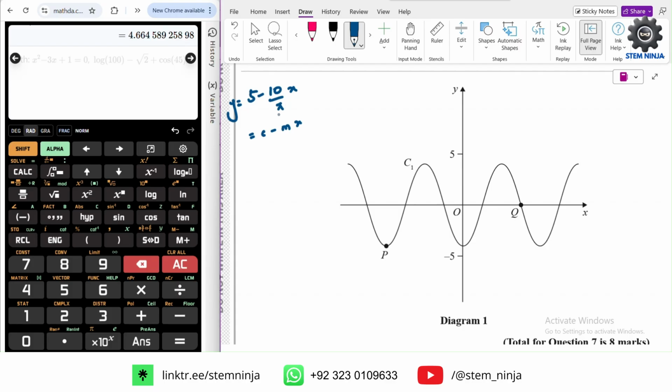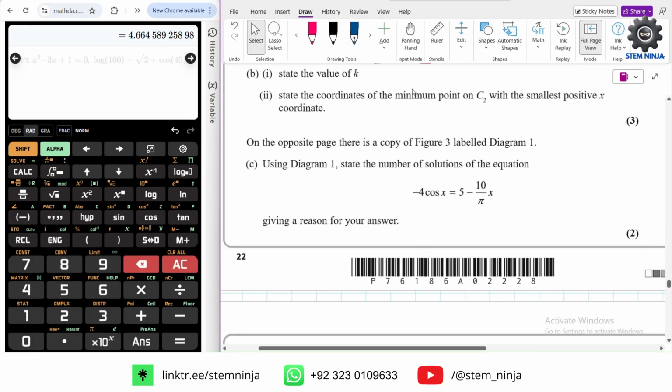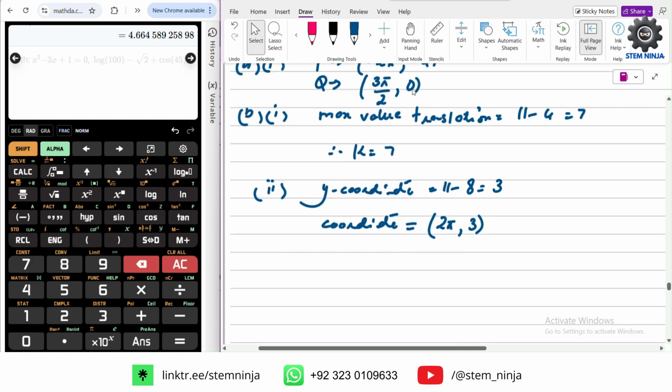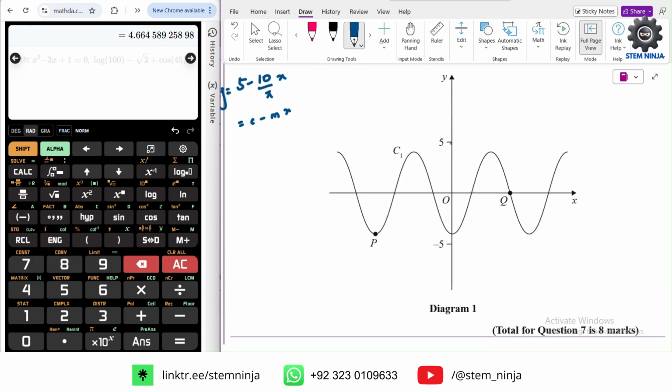Okay, so we need to gently sketch it and see how this goes. So 5 would be the y-intercept. Okay. Now we need, for example, this one. This was your 2 pi. No. 3 pi by 2, over 0.